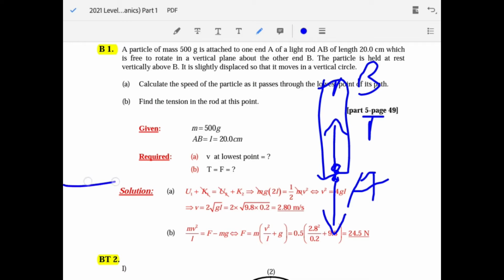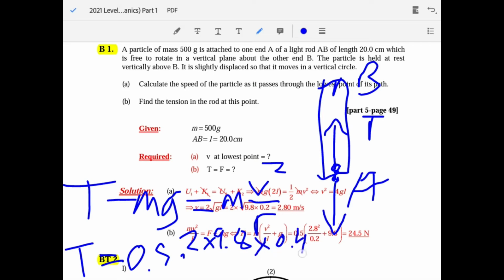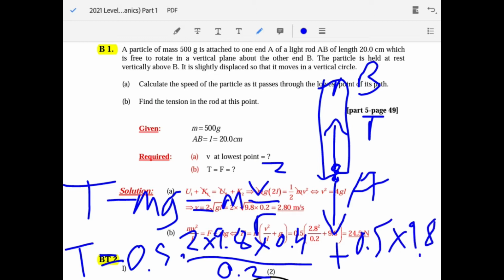Then you have the weight. So T minus mg is equal to mv squared over r. V, you got it over there, r. So tension is equal to m, which is 0.5, times v squared. You got it to be 2g, so just times 2 times 9.8, use 10 in the exam, and h is 0.4, over r, which is 0.2, plus mg. So 0.5 times 9.8, enter it in your calculator, you should get it.